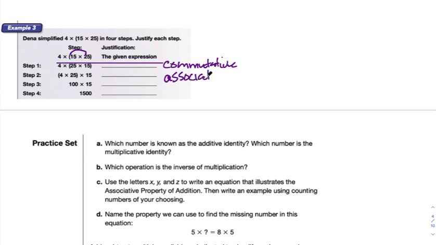We can associate numbers over addition and over multiplication in any order we choose. So we can associate 4 and 25, do that first, and then multiply by 15, and we can feel confident that we have the same answer.